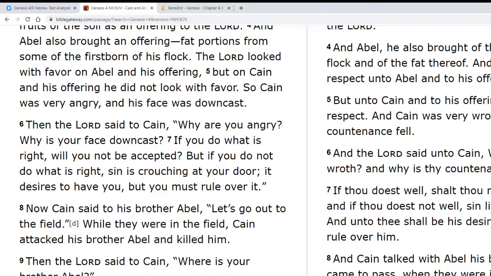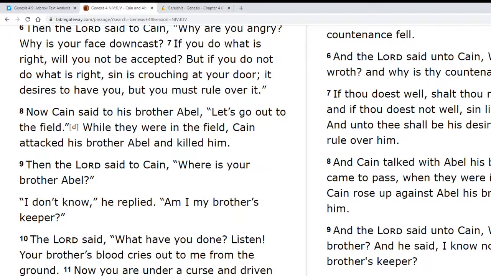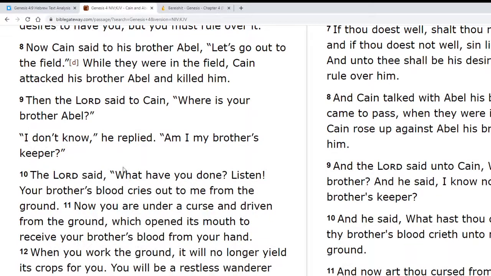Look what you did. Okay, verse 9, King James. And the Lord said unto Cain, where is Abel thy brother? And he said, I know not. So they're actually translating it more like I am. Am I my brother's keeper? Let's see what NIV says, verse 9. Then the Lord said to Cain, where's your brother Abel? I don't know. Am I my brother's keeper? he replied. So they're translating Vayomer, he said, to replied.